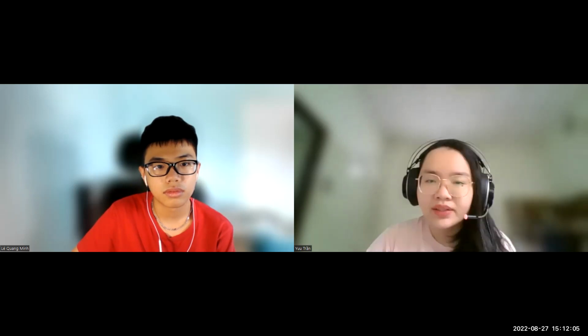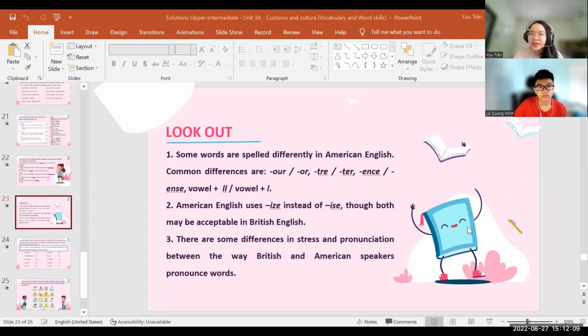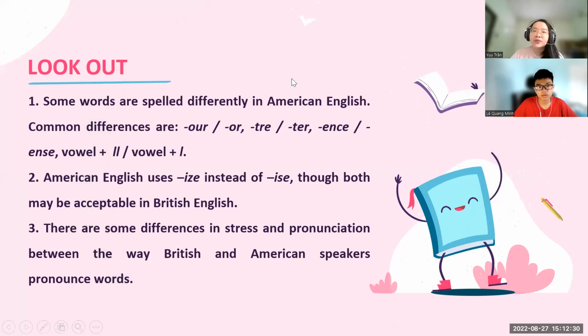Okay, so Unit 3A, once again, we were focusing on the differences between American English and British English. Aside from the different pronunciation, we also have some differences in spelling between the two accents, right? Yes. So for example, do you know the word color? Yes. Okay, how do you spell the word color?